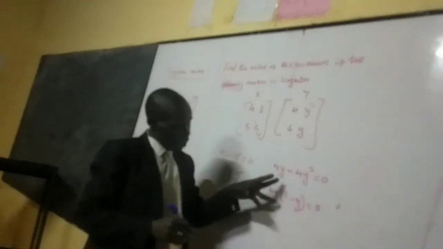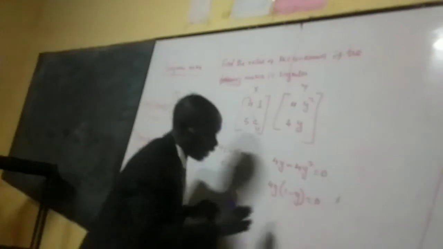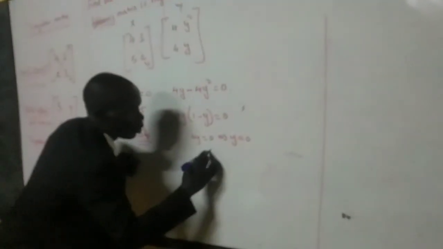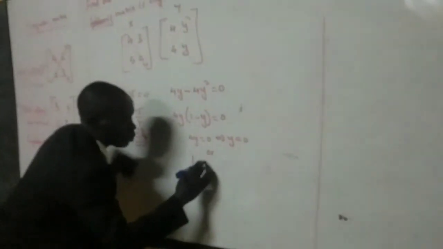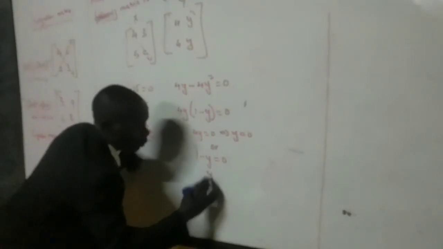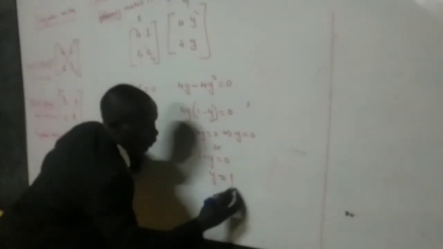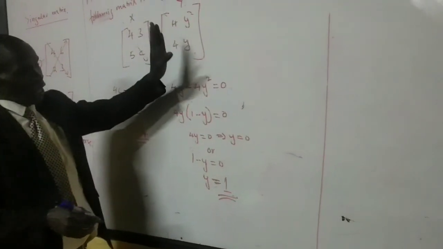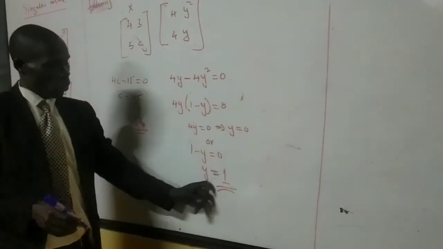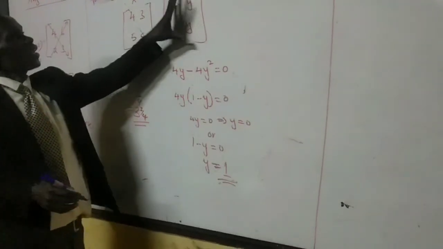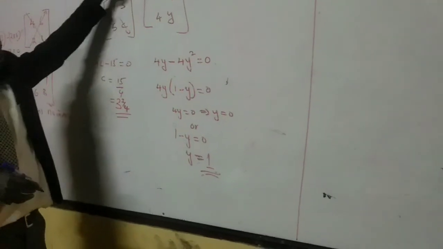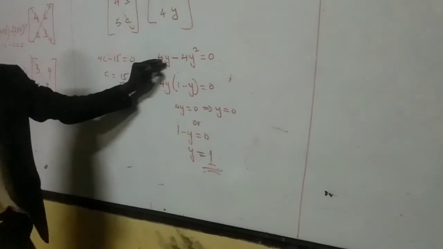So if we multiply two numbers and we get 0, then either 4y is equal to 0, implying that y is equal to 0, or 1 minus y is equal to 0, and y is equal to 1. So these are the values of y that will satisfy this equation. Either y is 0 or y is 1. So that is how we now apply the knowledge of a singular matrix in solving mathematical problems. Thank you.